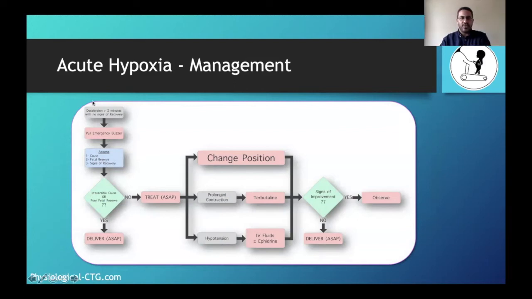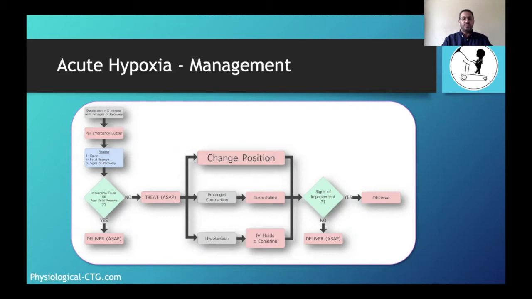So we start off with the acute hypoxia. The deceleration is lasting over 2 minutes and there's no signs of recovery. You pull the buzzer. You're aiming for your team to be there within the 3 minutes. You start assessing the baby. You're looking for the cause of the hypoxia, and you look for the fetal reserve and signs of recovery. Looking for fetal reserve is a very important part.